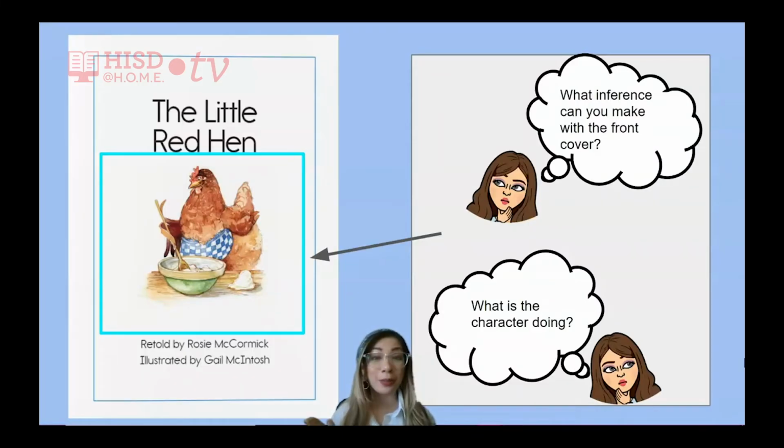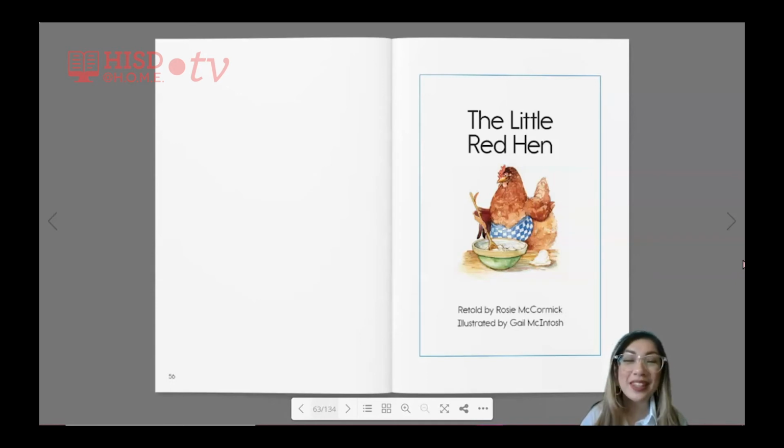Okay, now that we reviewed our important words, let's get started with our reading today. Yay! Here's our story for today. The title is The Little Red Hen. Retold by Rosie McCormick, illustrated by Gail McIntosh. Let's make an inference about the picture we see on the front cover. What is the little red hen doing? Use your sentence stem: I can infer that... If I look at the front cover and I see the little red hen, I see that she has a bowl and a spoon and she's mixing something. It kind of looks like she's making some kind of food. Let's find out.